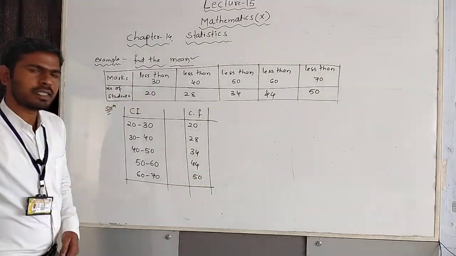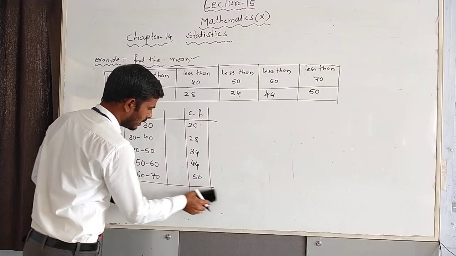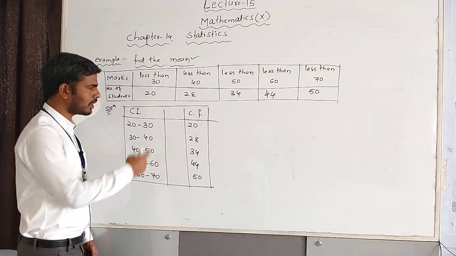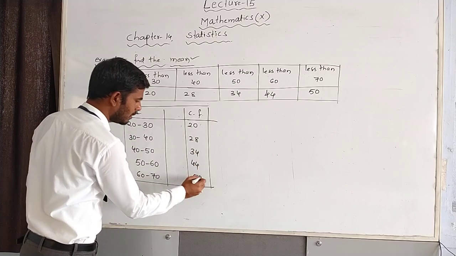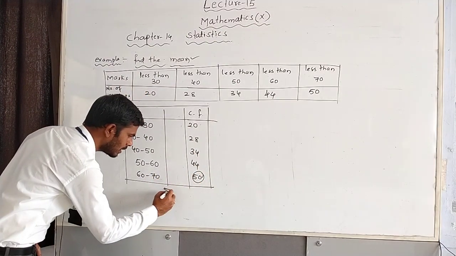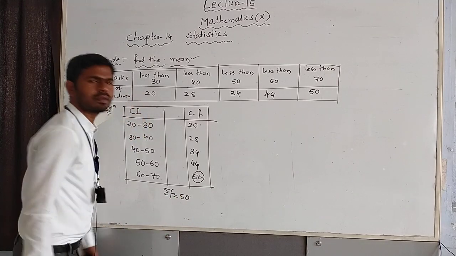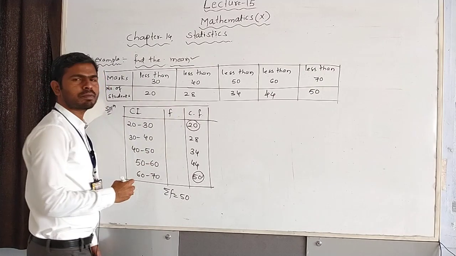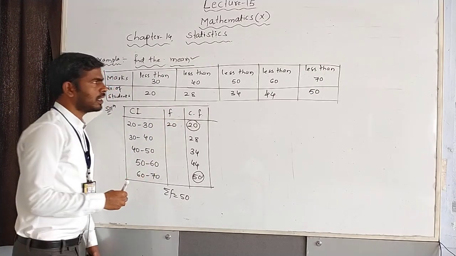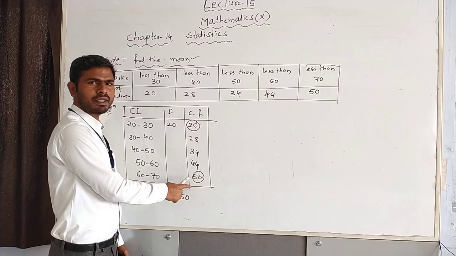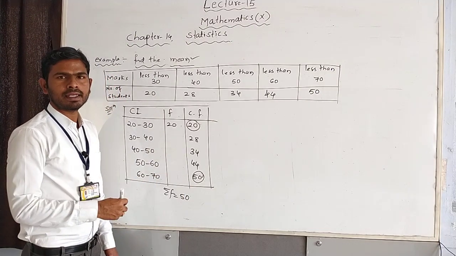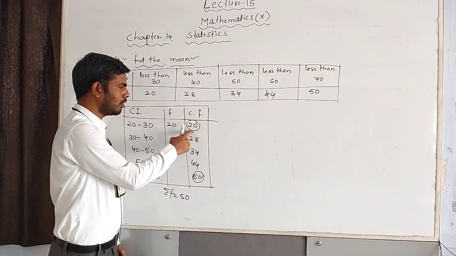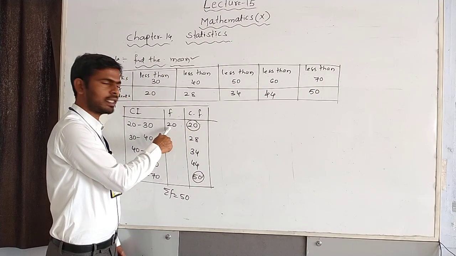Next you have to convert CF to F. The highest value of CF is equal to the sum of the F values. Highest is 50, it is equal to sigma F, 50. The lowest value, 20, is always equal to the corresponding value of F, that is 20. In less than type, the highest value will be at the bottom of the CF column. In more than type, you will get it at the top of the CF column. So the lowest CF value, 20, is equal to the corresponding F value, that is 20.